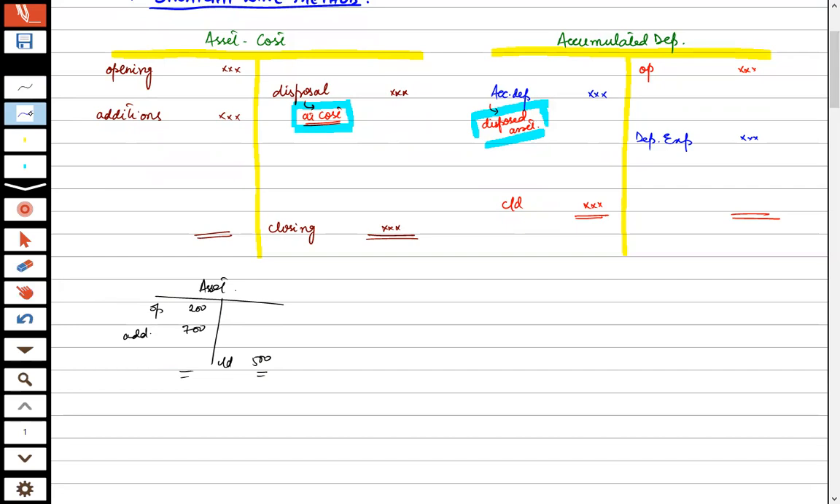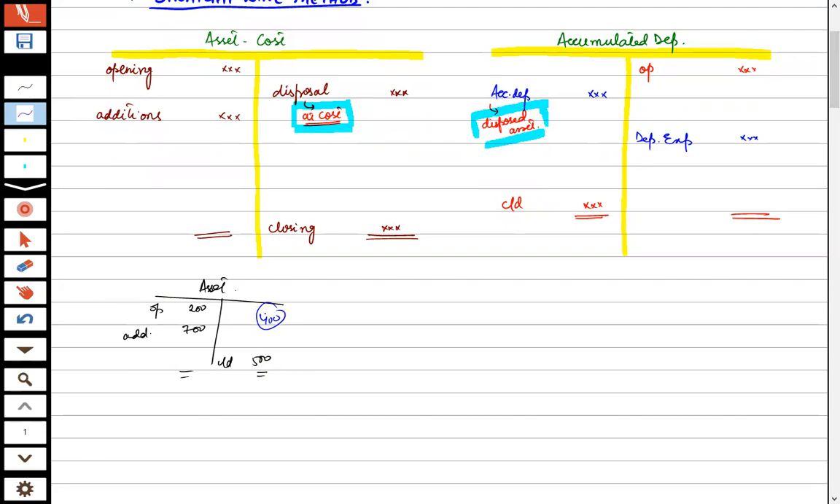The debit side is 300 greater than the credit side. Sorry, the debit side is 900 and 500 is 400 greater, isn't it? So the difference is 400 here. Yes.